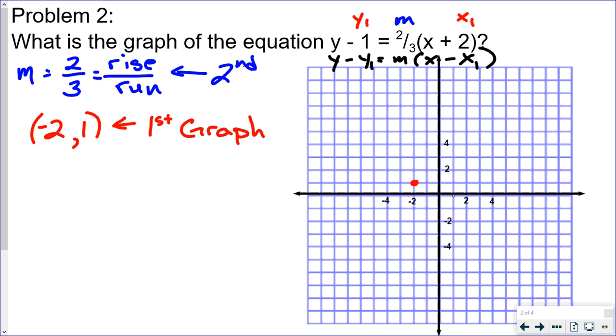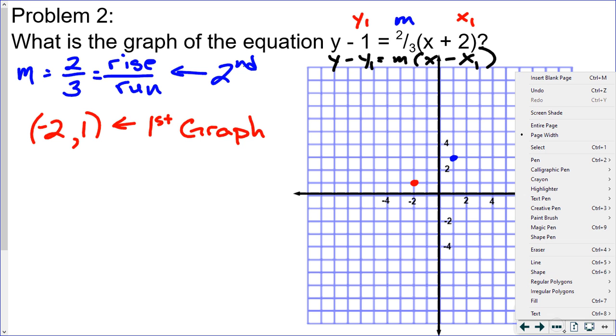Don't start from the origin. A lot of times students will start from the origin. The reason we graph this point first is because that's our starting point. So rise over run. First of all, this is a positive slope, so we know that the line's going to lean to the right. So I'm going to rise 1, 2, and I'm going to run 3 to the right. 1, 2, 3, because that'll give me a line that leans to the right.